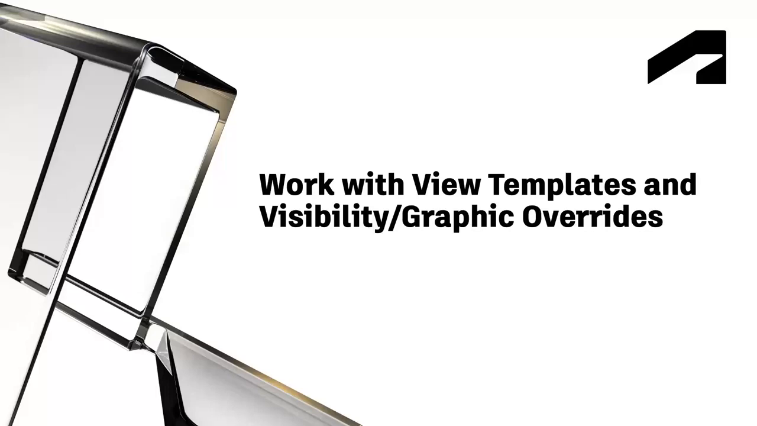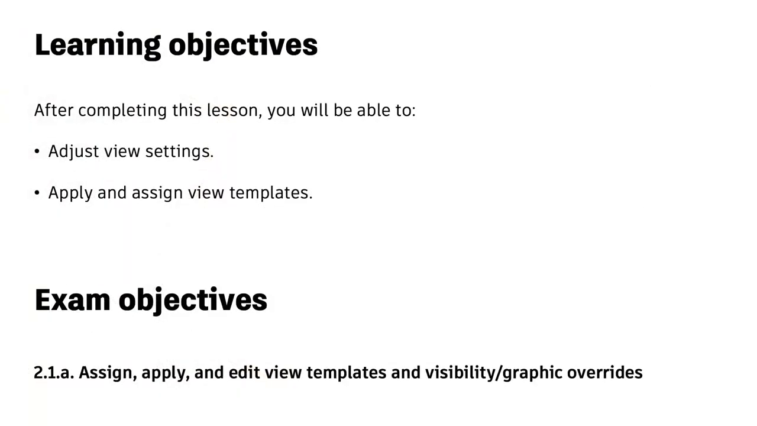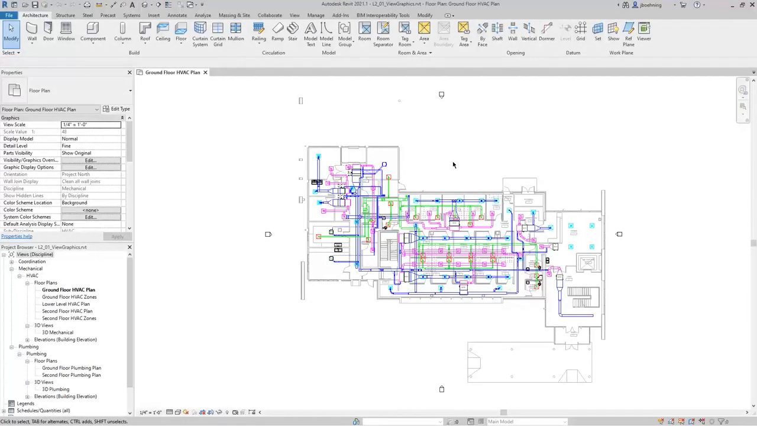In this video, we will cover adjusting view settings and applying and assigning view templates. In this floor plan view, you can see several different colors, along with varying line weights and different brightness levels. We'll take a look at how this is controlled.